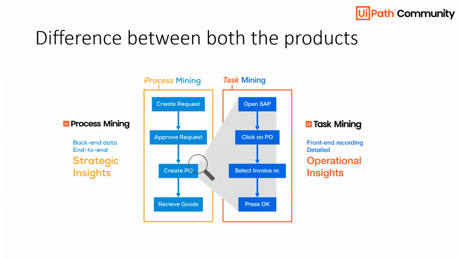While Task Mining focuses more on the front end part, like how we open the SAP, how we click on the PO, how we select the invoice number, then how we click on OK. So the front end processes are identified and monitored by Task Mining. And then based on this front end recording, detailed operational insights will be given to the user. I hope this clears the confusion in the mind between Process Mining and Task Mining. This is a major confusion for all of us, but this small example can help us understand how Task Mining is different from Process Mining.